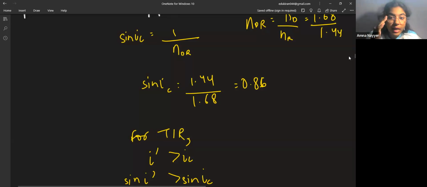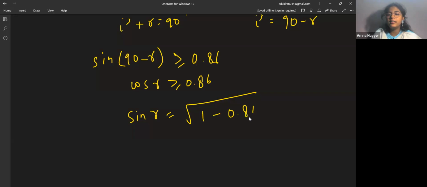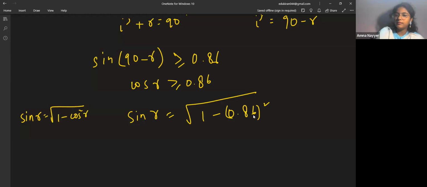I'll repeat. Now look, sine ic I have found. Using sine ic, what did I do? I have come to the conclusion of sine r. Now I have the value of sine r, which is equal to under root 1 minus 0.86 square of it. We write this, no? Sine r will be equal to under root 1 minus cos square r. So square of this. Now I have found the value of sine r. Do you understand why I was calculating and modifying this? Because I ultimately needed sine r. Once I have sine r, I'll apply Snell's law.